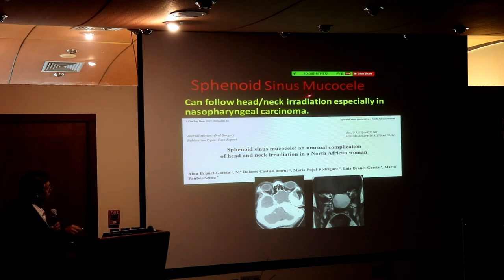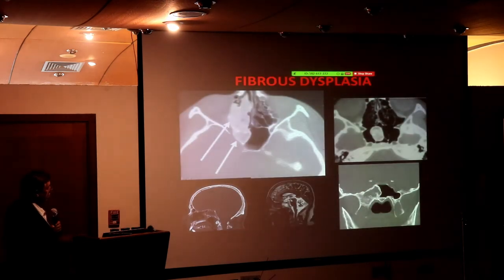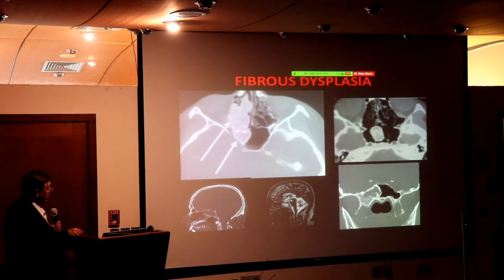This can follow head and neck radiation for various types of tumors. This was complicating a case like this. It can be complicated by simple things, not only tumors, but a polyp. It will obstruct the ostium and cause mucocele. Fibrous dysplasia, and I have a few cases obstructing the ostium.